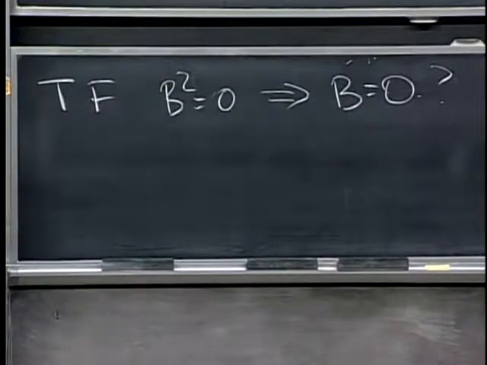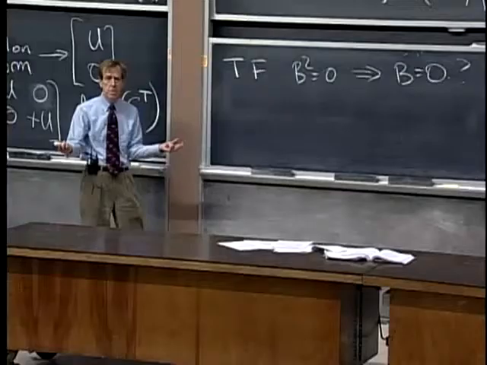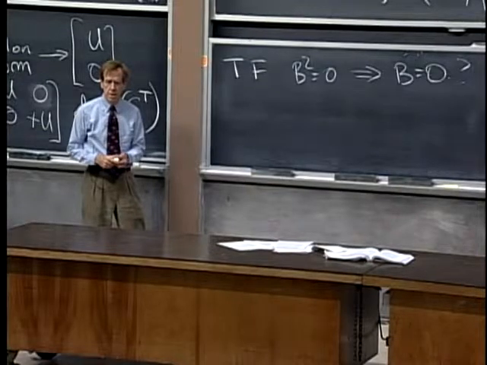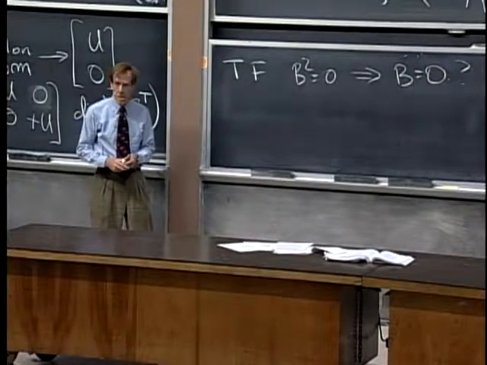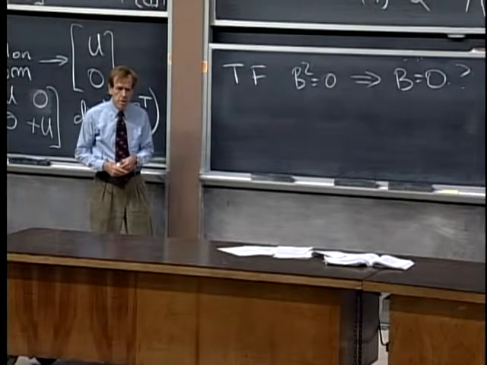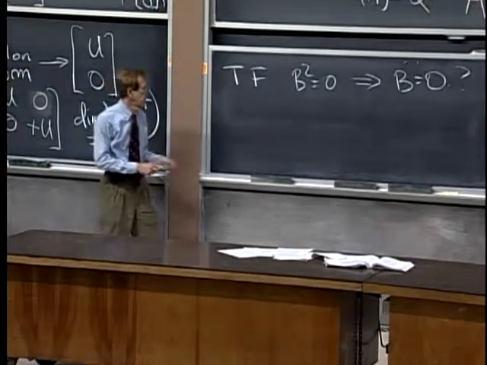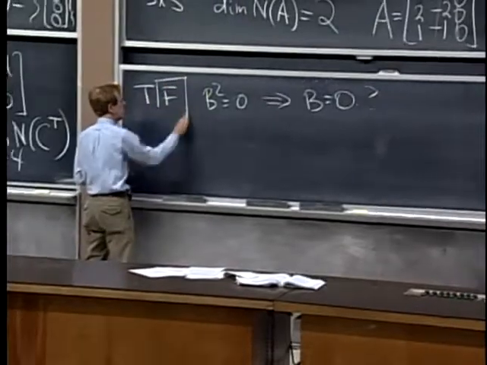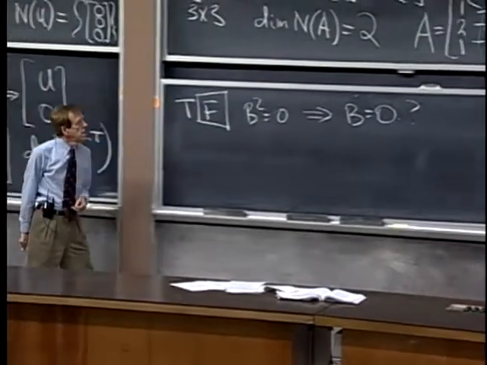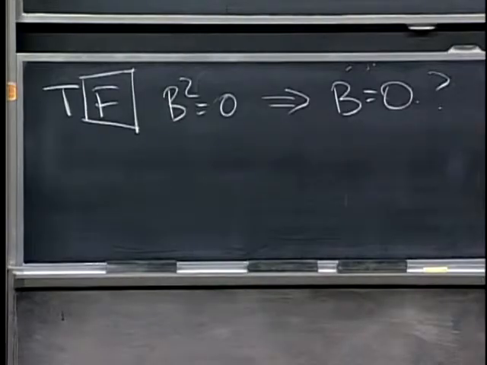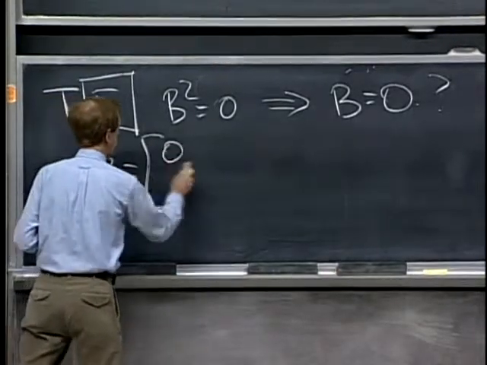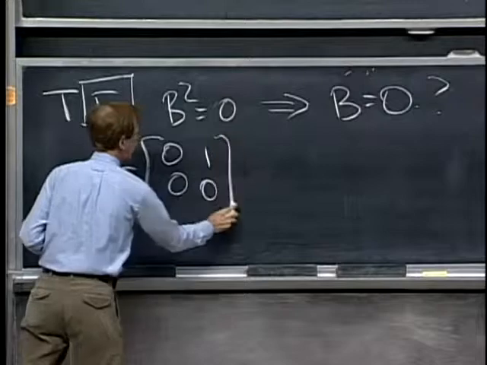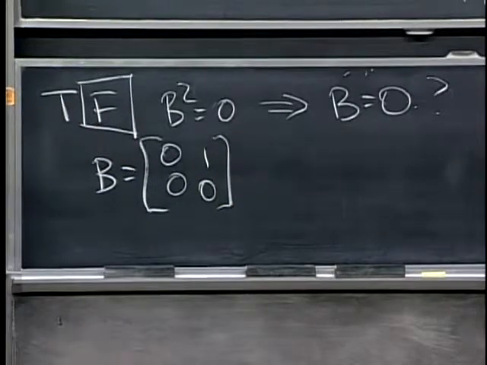Are there matrices whose square could be the zero matrix? Yes or no? Yes, there are. There are matrices whose square is the zero matrix. So this statement is false. If B squared is 0, we don't know that B is 0. For example, the best example is that matrix. That matrix is a dangerous matrix.